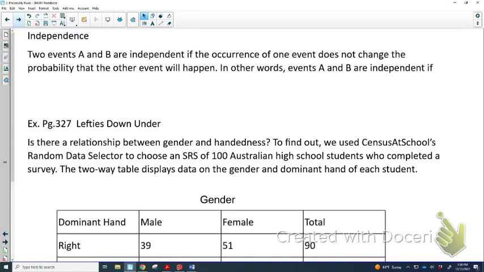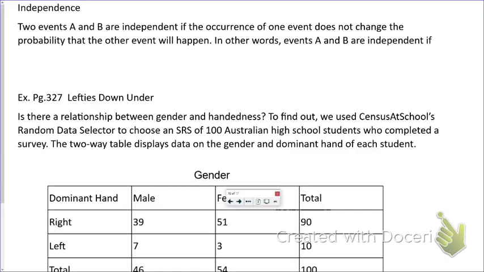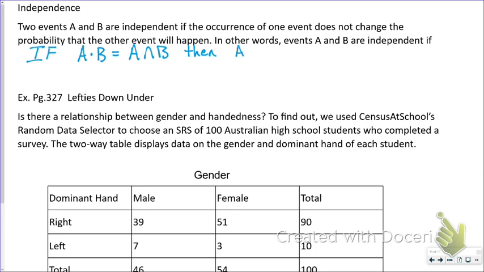In stats, we wrapped up our conditional probability notes by talking about independence. So first off, we started with the rule, what it means to be independent, and that is if P(A) times P(B) equals P(A and B), then A and B are independent events.